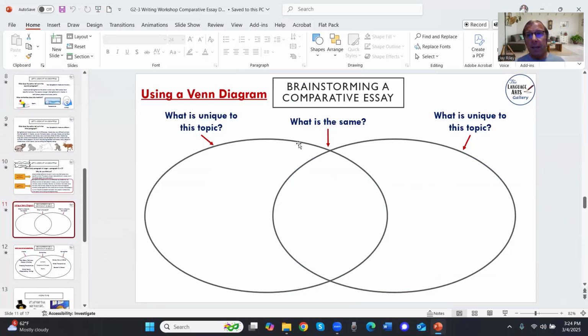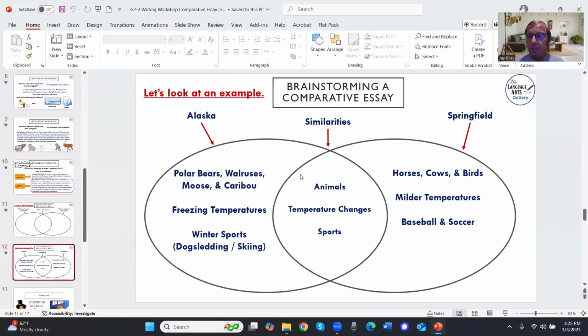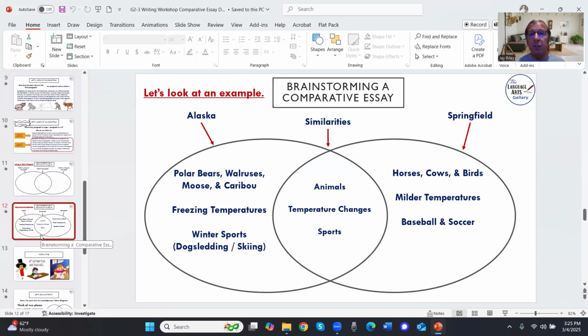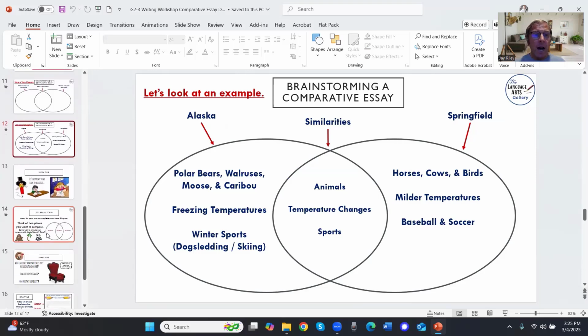Now, we've got a Venn diagram here. Your students, if you taught that first lesson where you're teaching an introduction, where you're building background on Alaska, you might have done this Venn diagram in that lesson, and that's fine. If you haven't, you're going to want your students to work through this by talking about what's similar about these 2 places and what's unique to each of these 2 places.